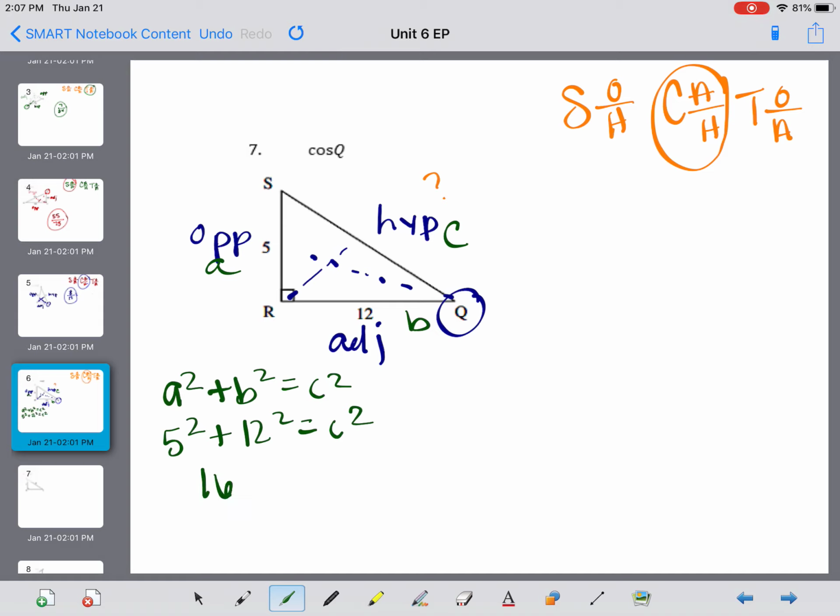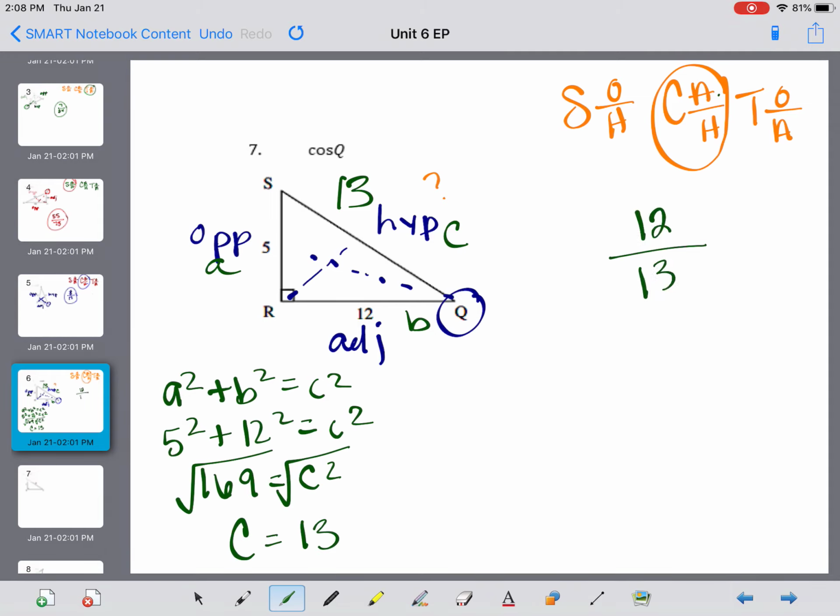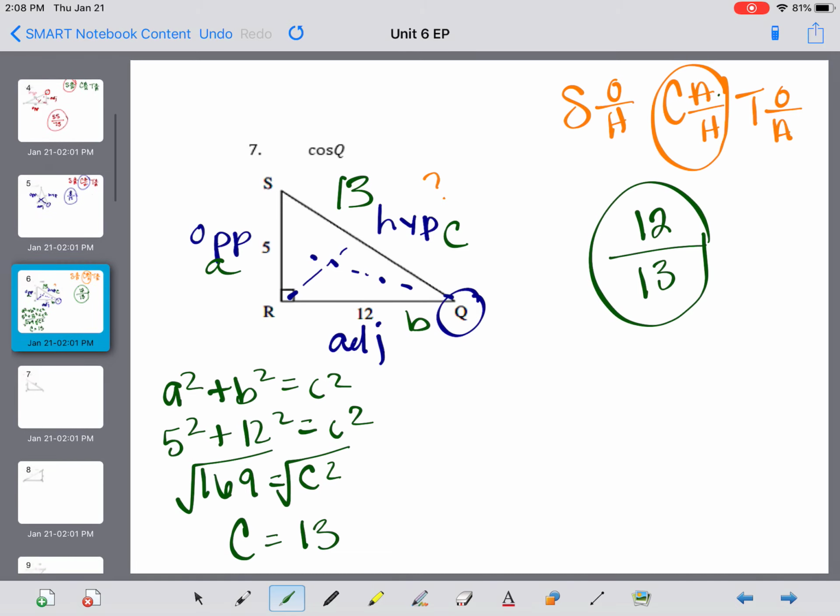5 squared plus 12 squared is 169. Square root both sides. So c is equal to 13. So our hypotenuse is 13. Sorry, I'm just double checking to make sure it's 13. Yes, it is 13. Okay. So if our hypotenuse is 13, now when we make our ratio, adjacent is 12. Hypotenuse is 13, so the cosine of q is 12 over 13.